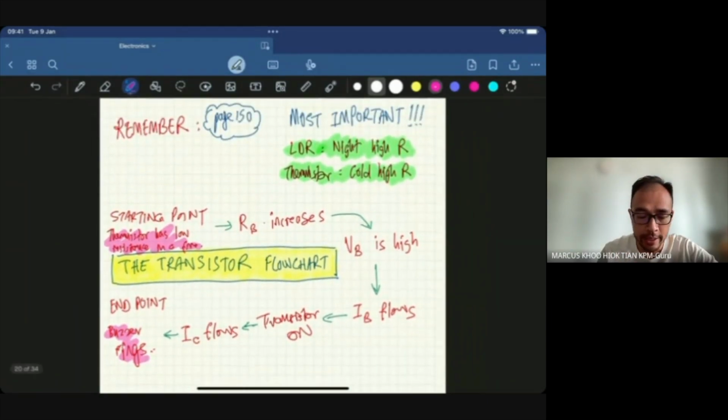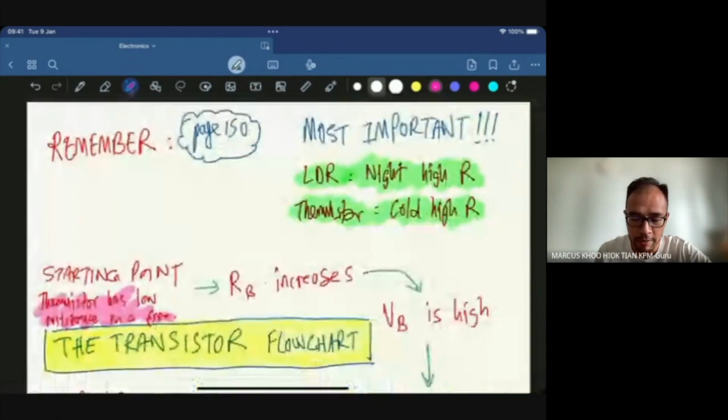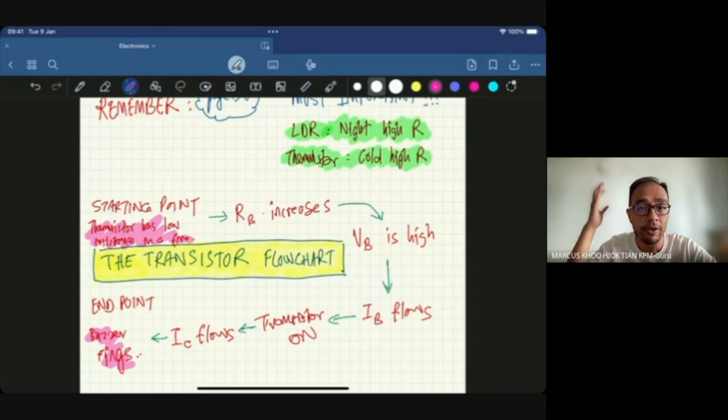Okay, so I'm putting this guide up for you. Anyway, if you want the proper explanation, it's on page 150 in your black book. But if not, use this as a guide. What is the starting point and what is the ending point? Everything in the middle doesn't change. Base resistance high, base voltage high, base current flows. Base current flows, transistor on, collector current flows, then the buzzer rings or the light comes on, up to you, whatever happens at the end. Once you have that, you don't have to memorize so much, because this explains everything. LDR circuit, thermistor circuit, everything is explained there. All right, let's move on.